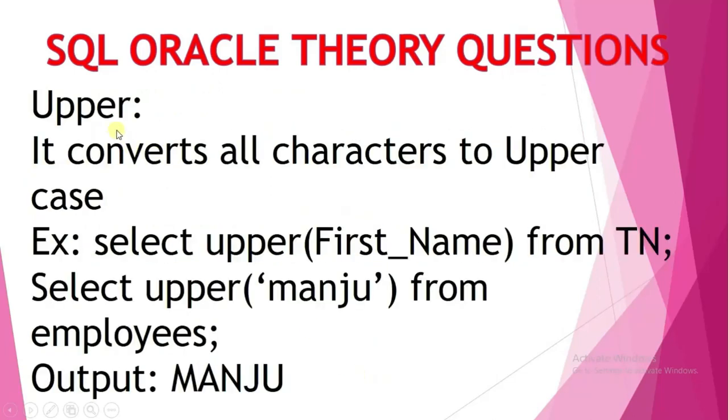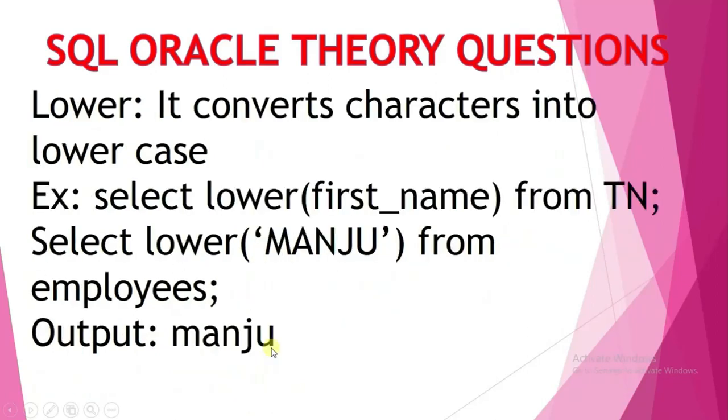Here, upper converts all the characters to uppercase. The example here: select upper of first name from table name. For example, from the employees table, the output you will get is capital letters MANJU. And lower converts the characters into lowercase. This is the syntax here. Select lower of capital letter string MANJU from employees, and the output you will get is small letters manju.